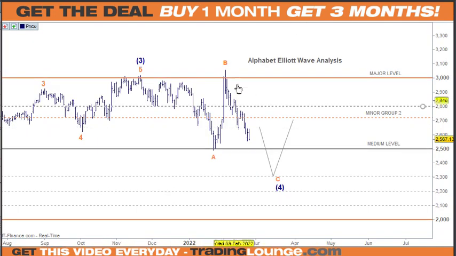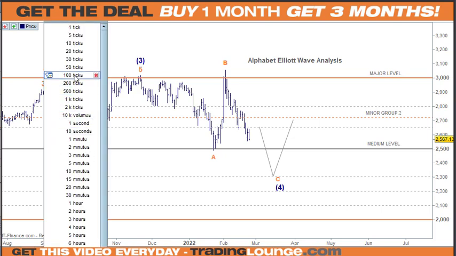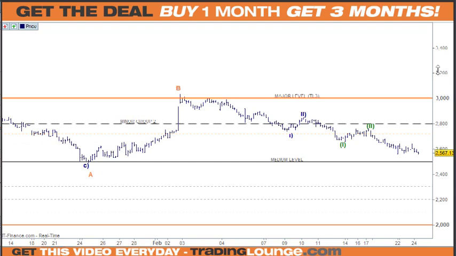And Alphabet here, we've been looking at this in a different way. So wave 3 here with an A and a B and a C wave, also moving down low on the daily chart, so piercing through that 2,500 medium level there. Let's just go to the 100 ticks and get a bit of bearing on that.